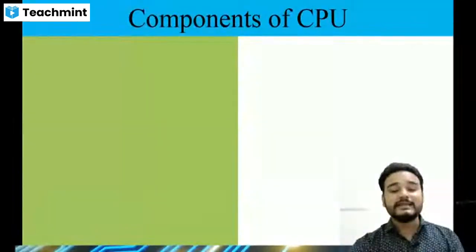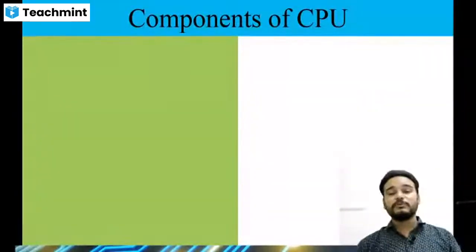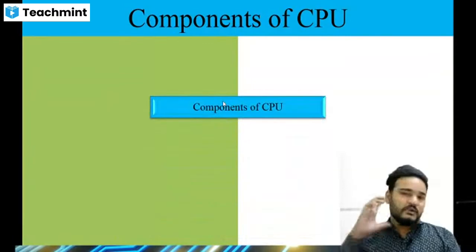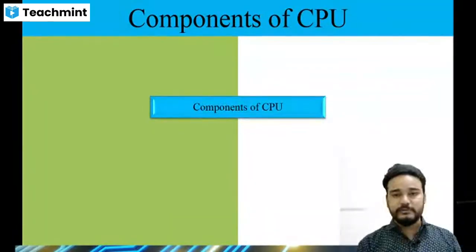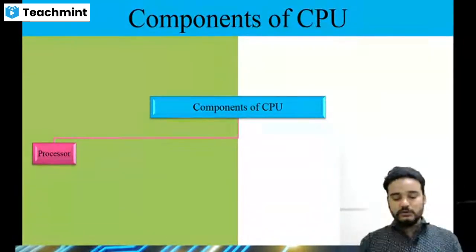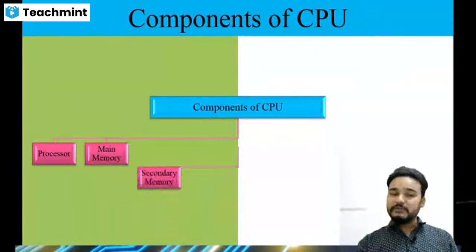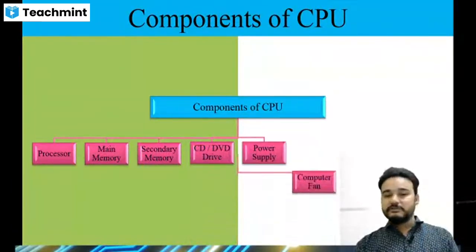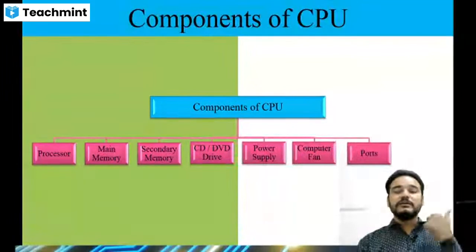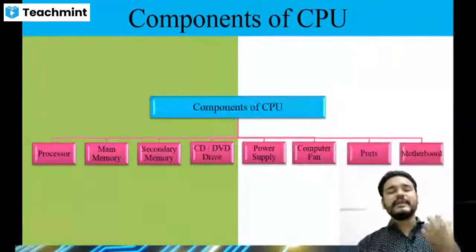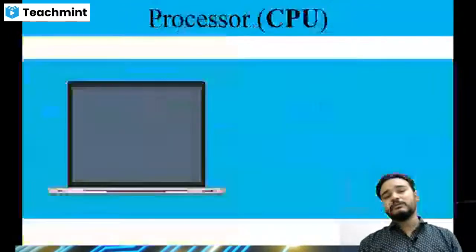But the part that is the main part of your system is your CPU. So what is inside that CPU, that we are going to learn. Component means part of that particular thing. So first one is a processor, that is the brain. Then we had seen about main memory, then secondary memory, CD/DVD drive, then power supply unit, computer fan, ports, and motherboard. So these were the components that we had already seen in our previous period.